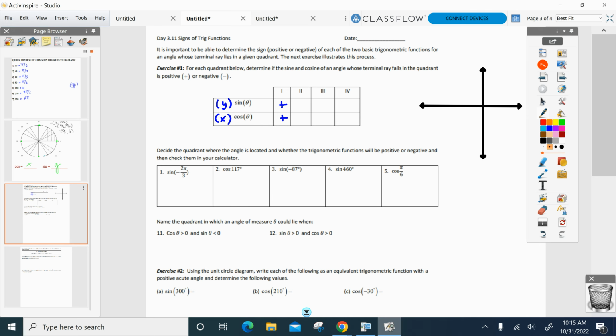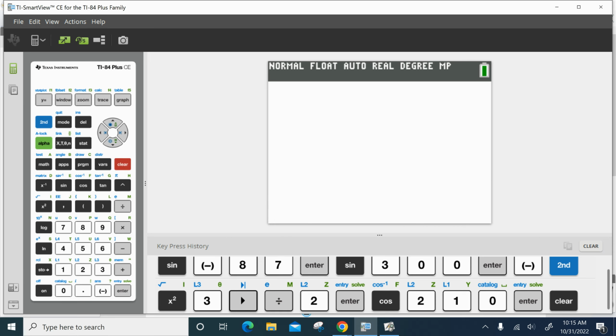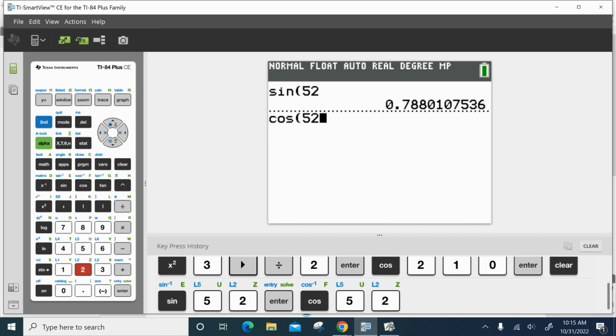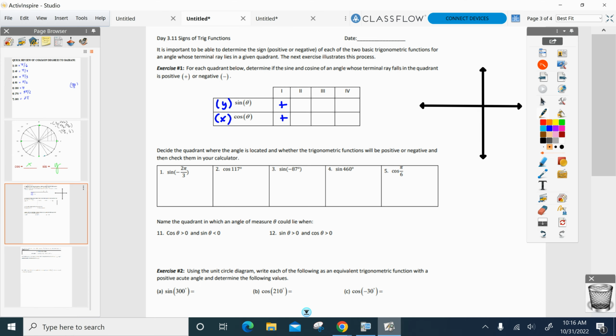52. Okay, ready? Everyone take a look at my calculator right now. Sine 52. See how it's positive? And cosine 52. See how it's positive? That's what I mean when I put the pluses there. All right? Quad 2 now. Let's go to quad 2. What do you know about the x's and the y's in quadrant right here? Right here, quadrant 2.